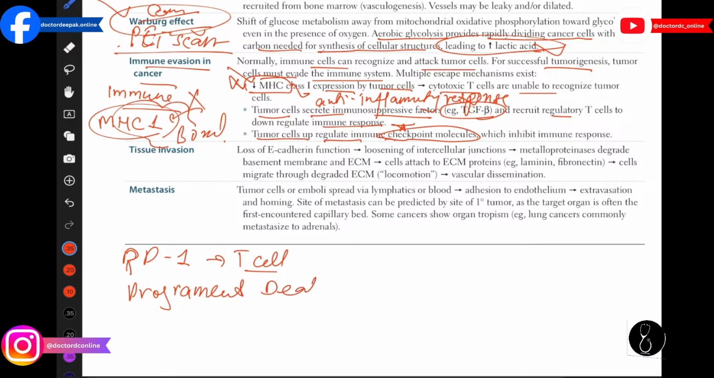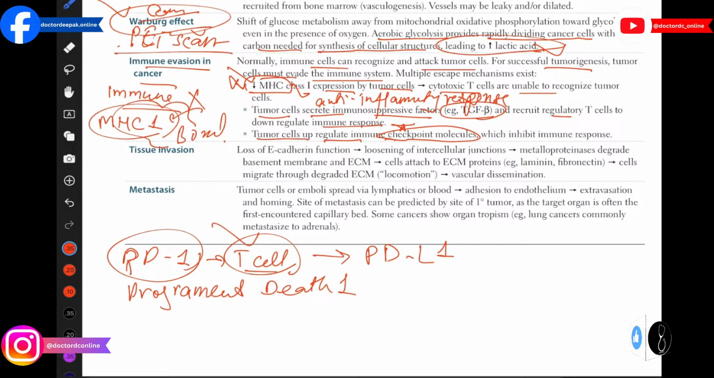That one. And these are present on T cells, and when bound to the ligand PDL1, T cell activation and function are inhibited. For inhibiting the T cell, there is a ligand on the T cell, PD1, programmed death one, which when it attaches with PDL1, programmed death ligand one, causes inactivation of the T cell, okay?